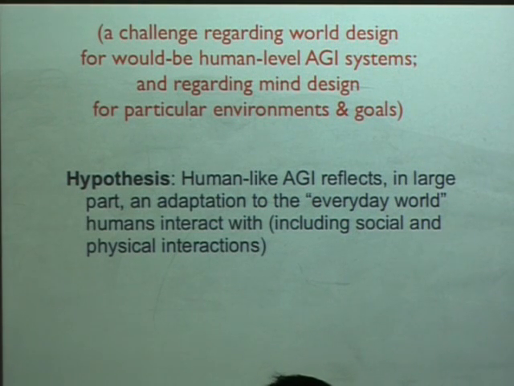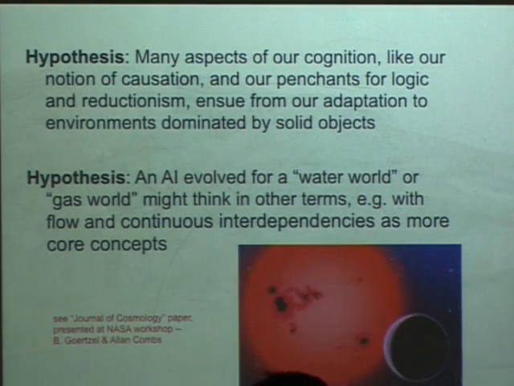And what this comes out of partly is the hypothesis that human-like AGI largely reflects an adaptation to our everyday world. And on this level, I agree with Pei Wang considerably. He views intelligence as basically adaptation to experience and environment, and I think that is largely right. We are what we are because we adapted to the social and physical environment that we came out of.